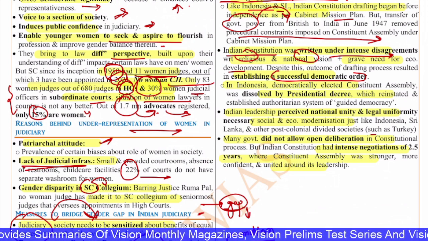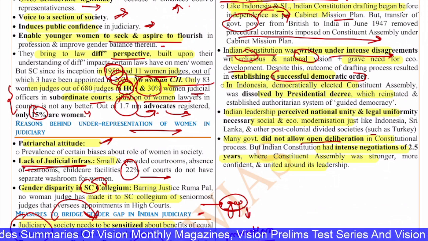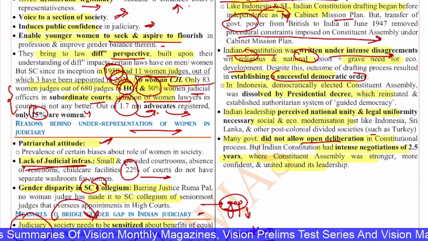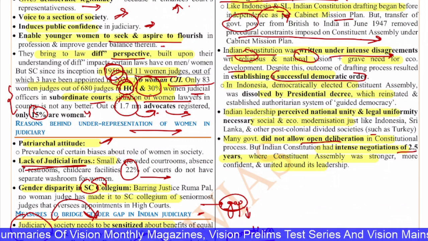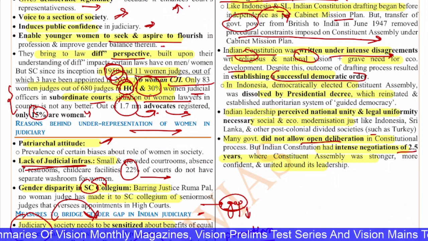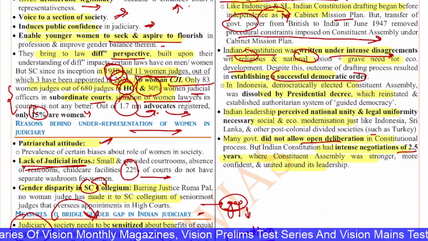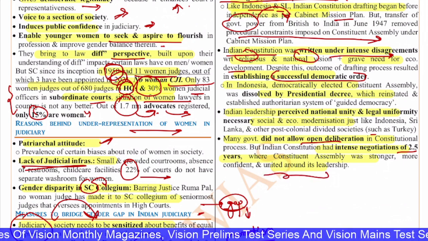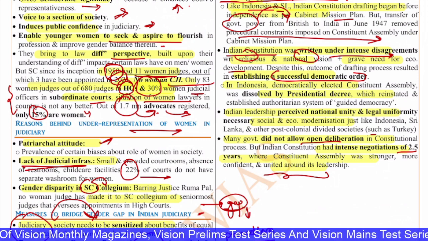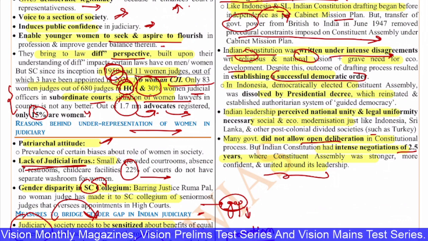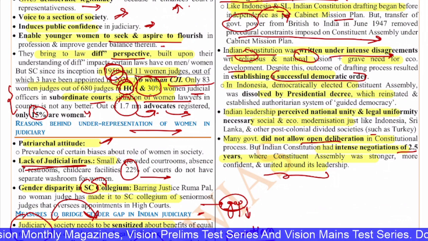Many governments did not allow open deliberation in the constitutional process, but the Indian Constitution had an intense negotiation of 2.5 years, where the Constituent Assembly was stronger, more confident, and united around its leadership. And the Indian Constitution borrowed all the important features from all the important constitutions and ensured that nothing is left.